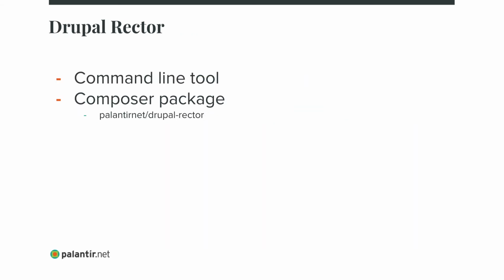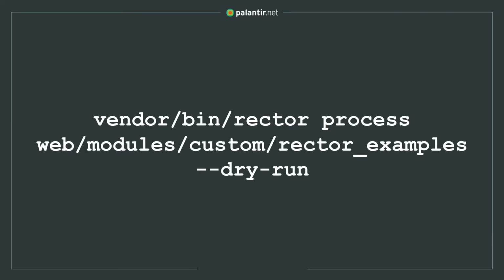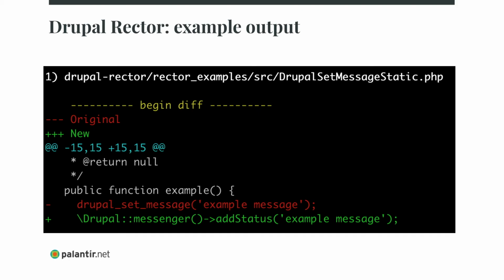Drupal Rector itself is a command line tool that comes as a composer package, and the way that you run the tool is by calling vendor bin rector, and then the command process, and then you point it to either a file or a folder. So in this case, we're doing a custom module. If you provide the dry run flag, it won't actually make the updates right away. It'll just tell you what all the updates are, and then you can run the command again and remove that flag, and it will apply the updates for you, and you can just commit them to your code and move forward. So here's an example of what will be produced.